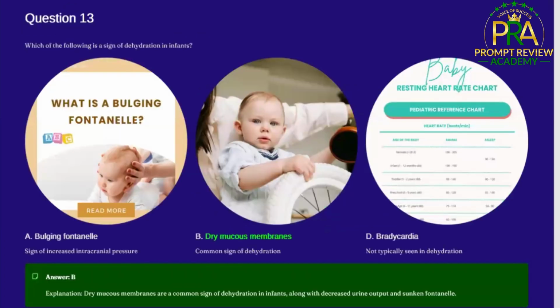Which of the following is a sign of dehydration in an infant? Bulging fontanelle, dry mucous membrane, bradycardia. Bradycardia is not typically seen in dehydration. So if you answer dry mucous membrane, that is correct because that is a sign of dehydration. Bulging fontanelle would be a sign of increased intracranial pressure. They didn't say sunken fontanelle, they said bulging fontanelle. And dry mucous membrane is the answer.